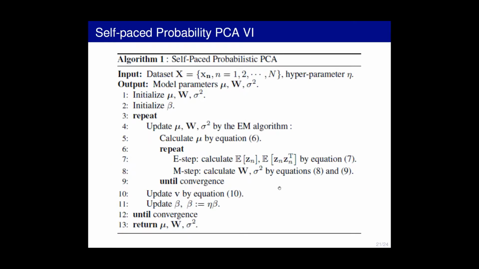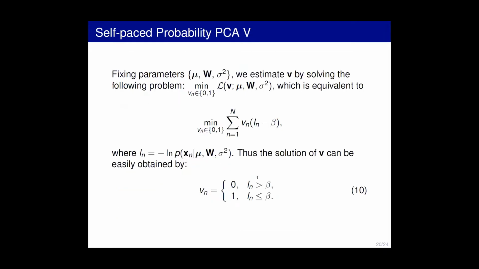Now this is the algorithm. The input is the data set, and beta is not an input parameter. Actually, you input another parameter called eta. Beta changes every iteration. We increase beta a little bit in each iteration, because you start with a small beta. Then you have a lot of outliers at the beginning, so you have a small subset of clean samples.